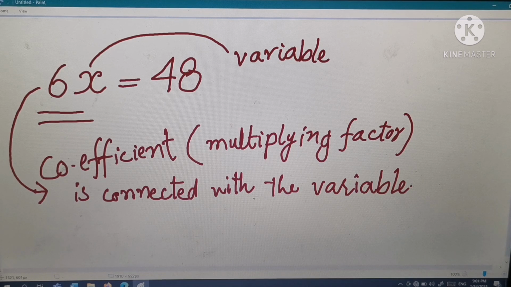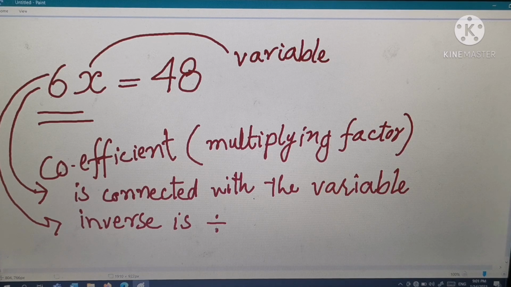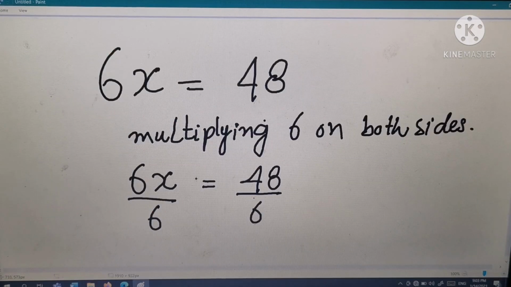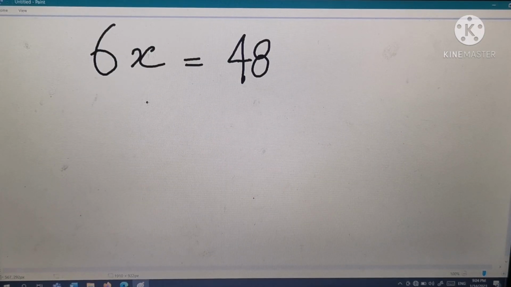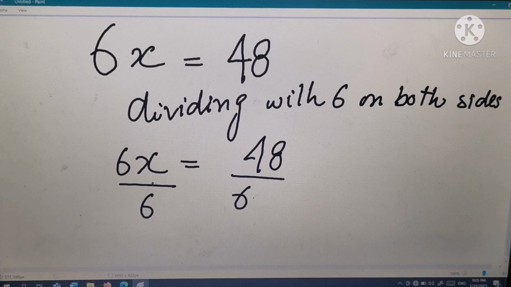As this is multiplying, what will be the inverse of it? Think about it. The inverse is division. Whatever we do, we do at both sides. We will divide this equation by the number 6, as this is the coefficient and the multiplying factor. For doing the inverse, we will divide this on both sides. And then we will get x is equal to 8.